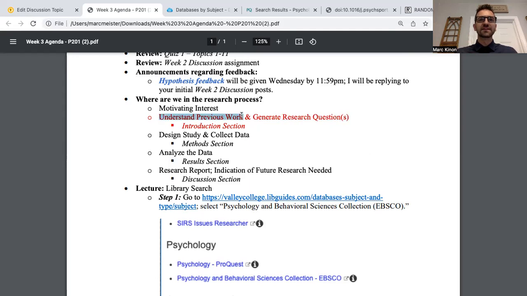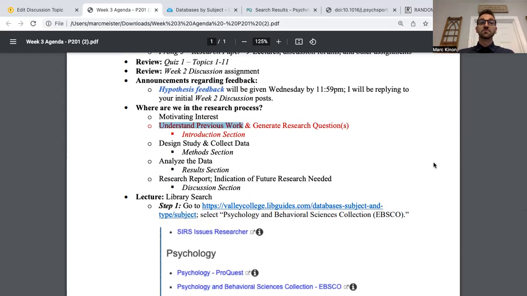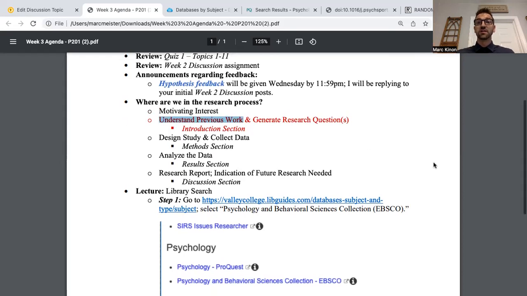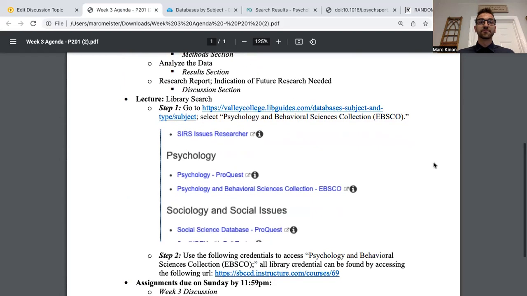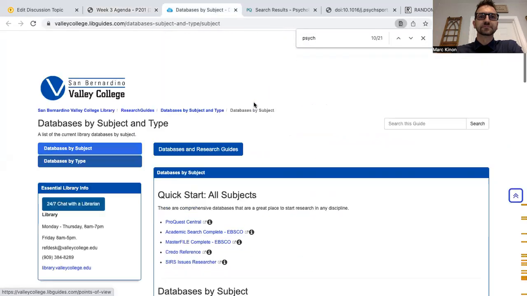The week 3 discussion forum is going to move you in the direction of understanding previous research. Well, how do you understand previous research? You have to go to the library website. I think some of you may have already gone to the library website for some of your other classes. But if you don't know how it works, here's the website for Valley College. So you go there.